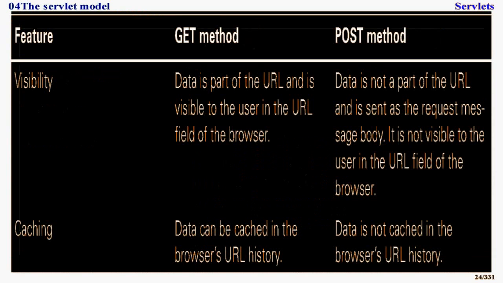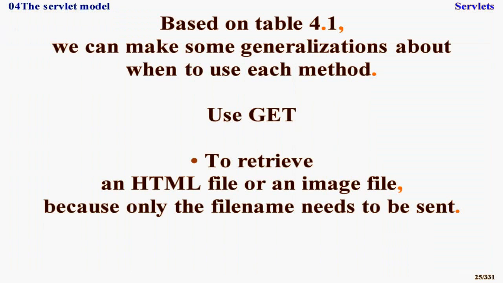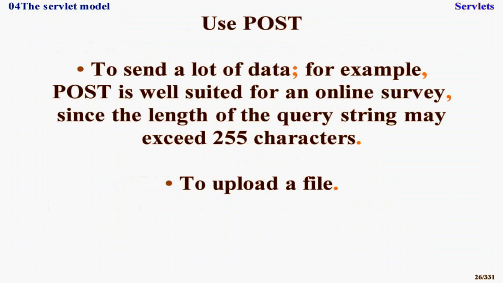Based on Table 4.1, we can make some generalizations about when to use each method. Use get to retrieve an HTML file or an image file, because only the file name needs to be sent. Use post to send a lot of data.